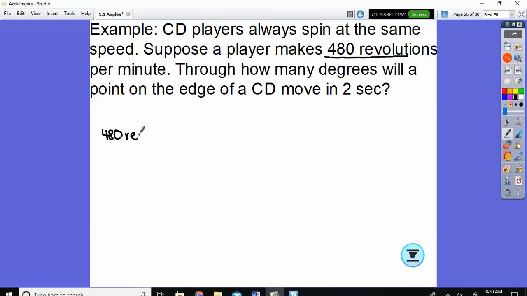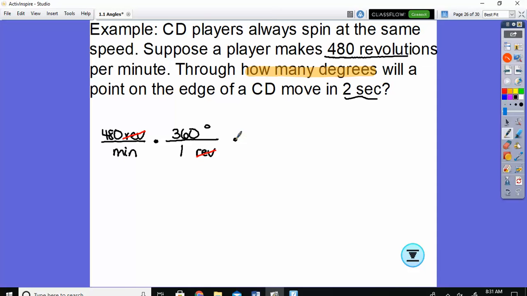So we are currently 480 revolutions per, which means divided by, minute. My question asks how many degrees, so I need everything else to cancel out. So first of all, if I want to change revolutions into degrees, I need to get rid of revolutions since this one's on top. I have to put it on the bottom. And what's the conversion? 360. One revolution is 360 degrees. Okay, so that's good. That would mean the revolutions cancel.